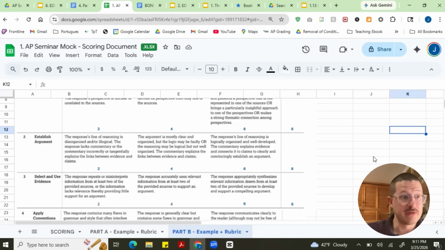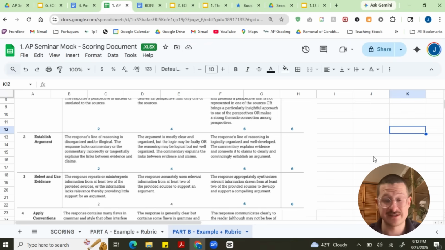Okay, number 4, the argument is mostly clear and organized, but the logic may be faulty or the reasoning may be logical but not well organized. The commentary explains links between evidence and claims. So there's still linking of evidence and claims, but the organization, the argumentation, your reasoning, there's some faults here that start to take away from your effect. That's a 4. A 2, the response's line of reasoning is disorganized or illogical. Maybe you're actually contradicting yourself. The commentary incorrectly or tangentially explains links between evidence and claims. That's a 2.